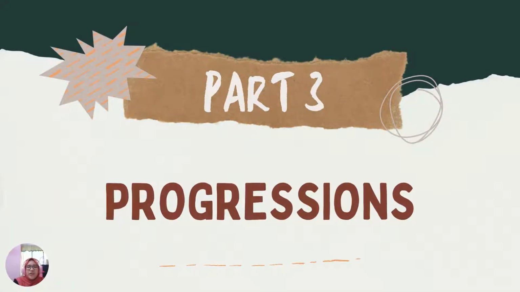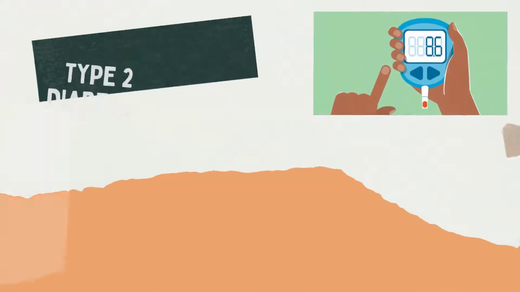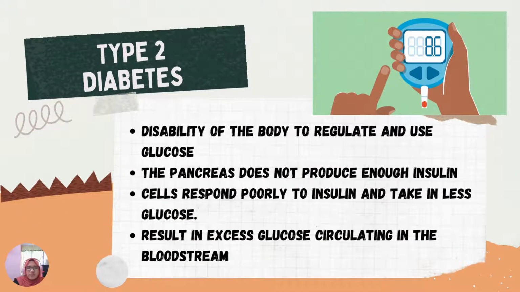Okay, so part 3 is the progression. What I mean by the progression is what metabolic syndrome can lead to. So what diseases can metabolic syndrome lead to? There are 3 types of disease. Firstly is type 2 diabetes. Type 2 diabetes is the inability of the body to regulate and use glucose.